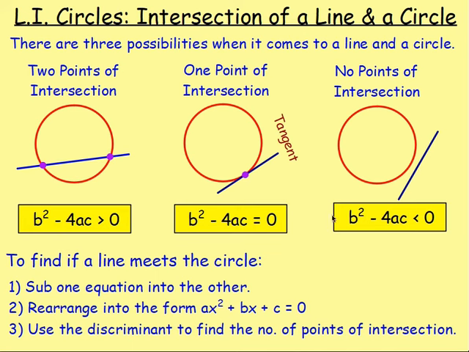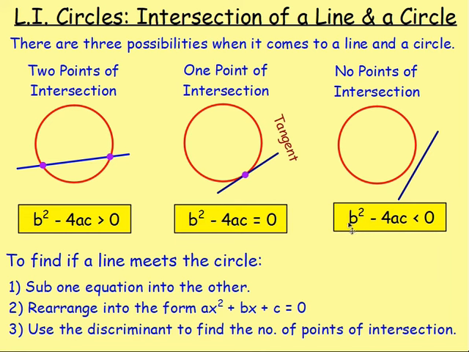It's the same thing that we can use here for circles. We can apply it to this. So if the line touches the circle in 2 places, then b squared minus 4ac is bigger than 0. If it's 1 point of contact, then it's a tangent, and b squared minus 4ac will equal 0. And if it doesn't touch the circle, b squared minus 4ac will be less than 0.